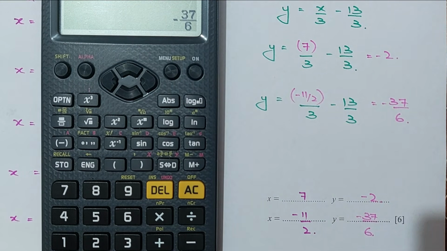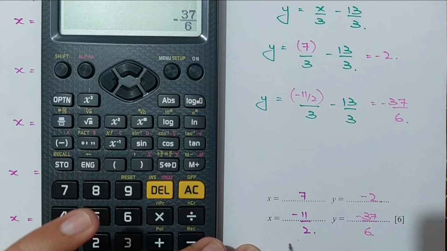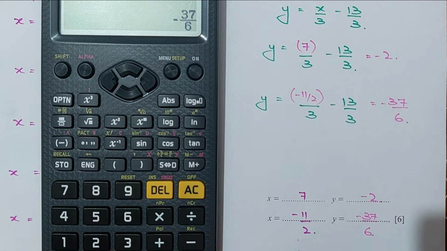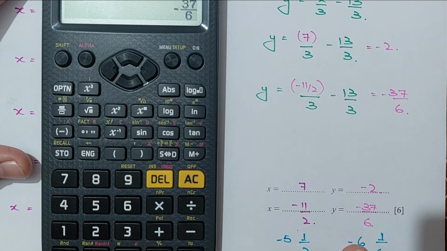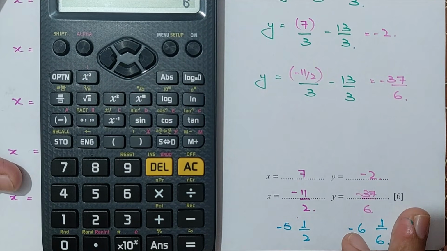form. Both are correct. Because in the marking scheme these two numbers are in the mixed number. So if I convert it into the mixed number, 2 times 5 is 10, 1 by 2, so minus 5, 1 by 2; 6 times 6 is 36, and 1 over 6. Mixed number is also correct, or the fraction is also correct. Marks will not be deducted.